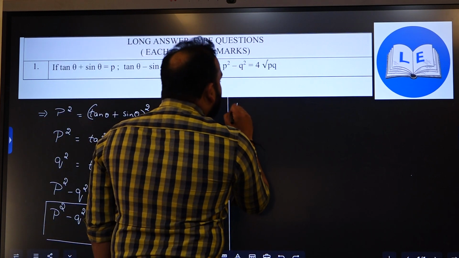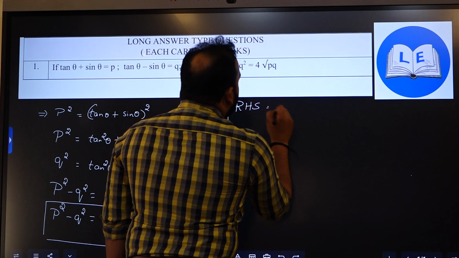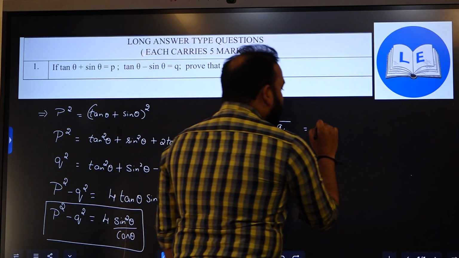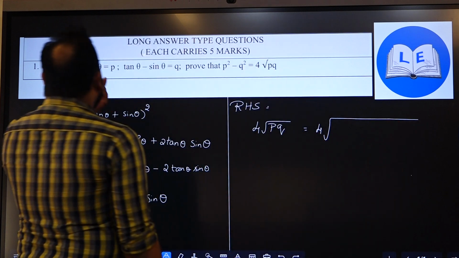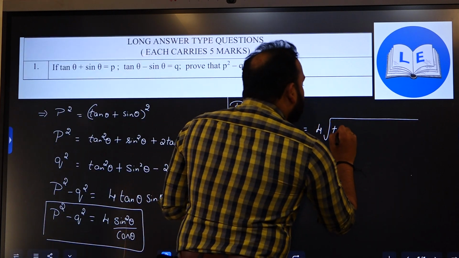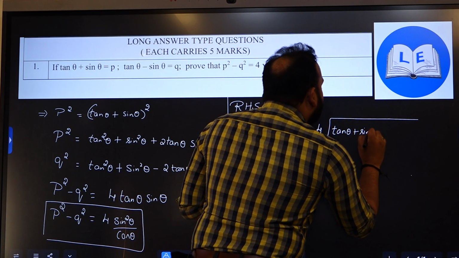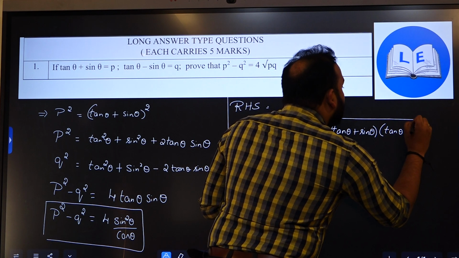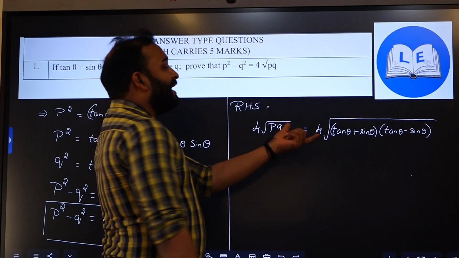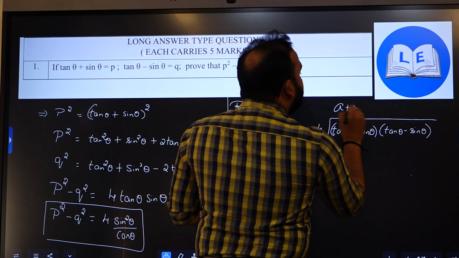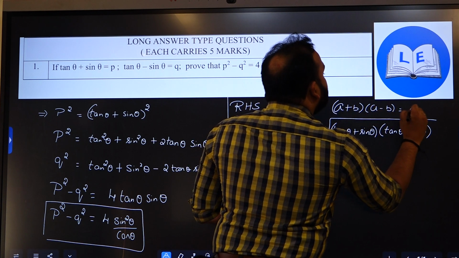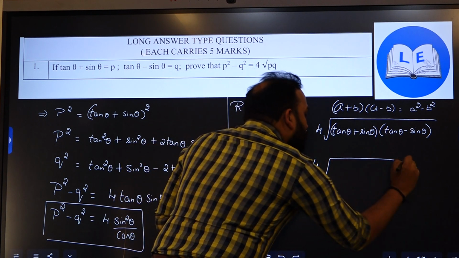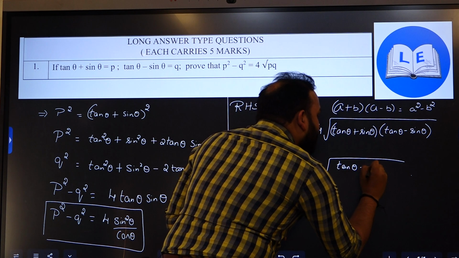So let's find out what is 4 times root pq. Your 4 times root pq, if you simplify here, is 4 times under root, you are multiplying tan theta plus sin theta into tan theta minus sin theta. So p is tan theta plus sin theta here, q is tan theta minus sin theta. You have to be careful here because again we are using an identity. What is the identity used here? We are using (a plus b) into (a minus b) as a square minus b square. So here you get 4 times root pq as 4 times under the root tan square theta minus sin square theta.